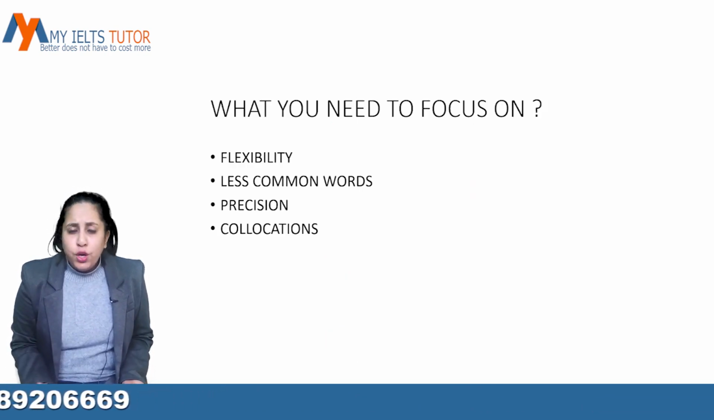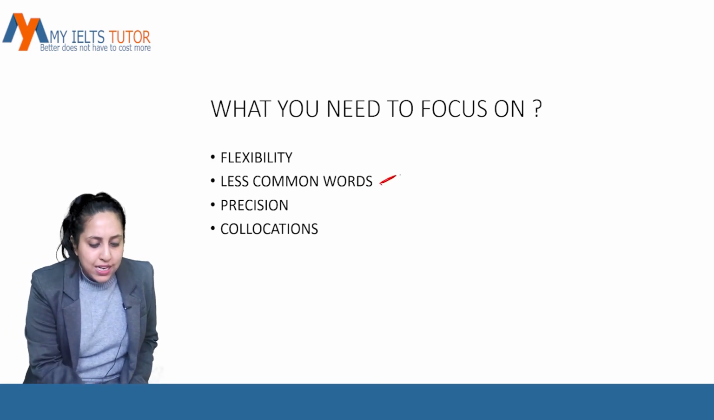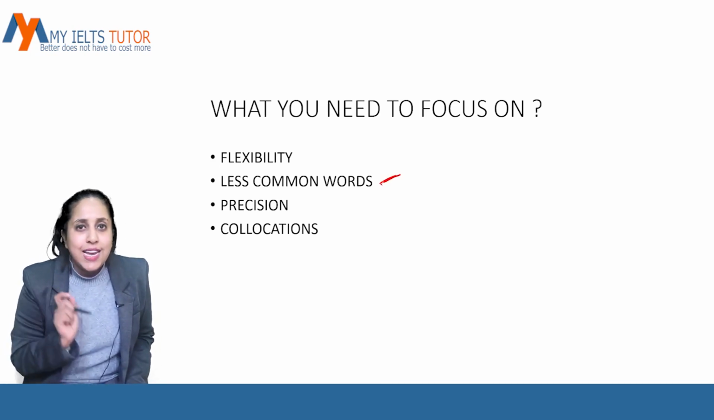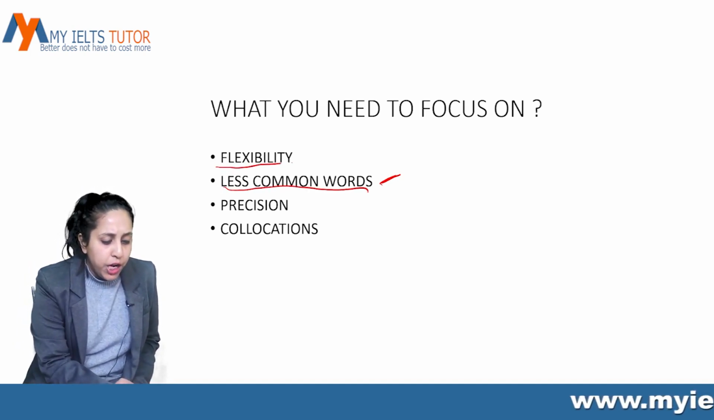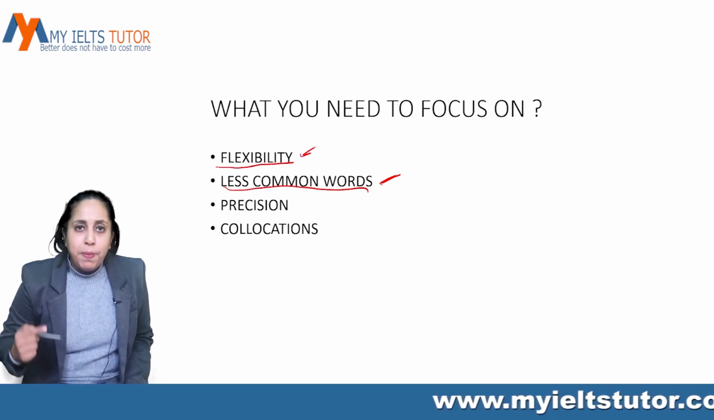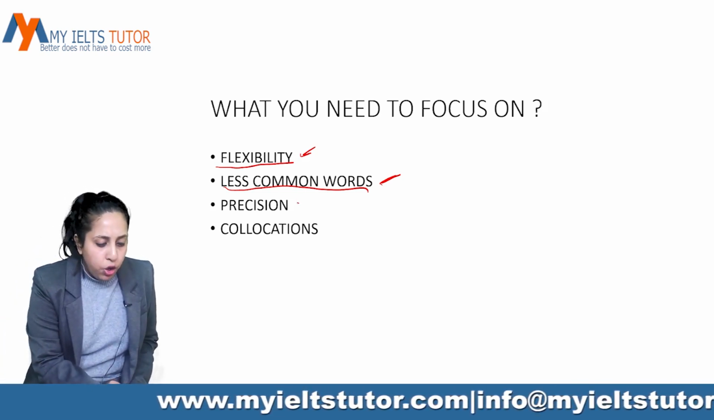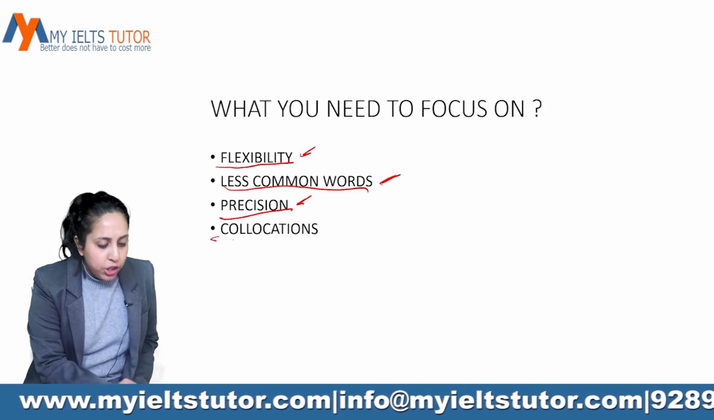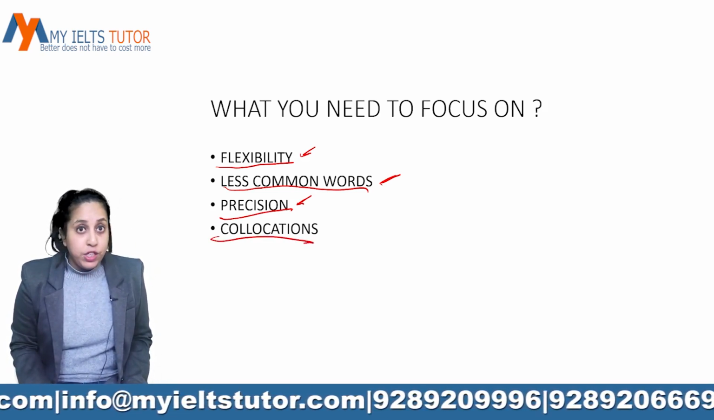Now, what we have understood till now, what we need to do here, is use less common words. One thing we learned is that we have to use less common words, and we have to understand what those are. Then they were talking about flexibility. To reach Band 7, use less common words and flexibility. They were talking about precision and collocations. Now let's understand them in detail and how we need to approach it.